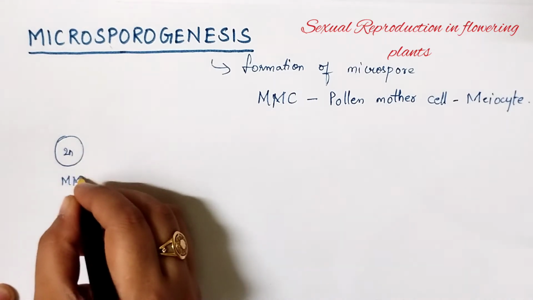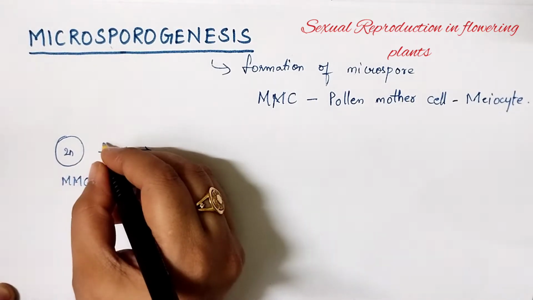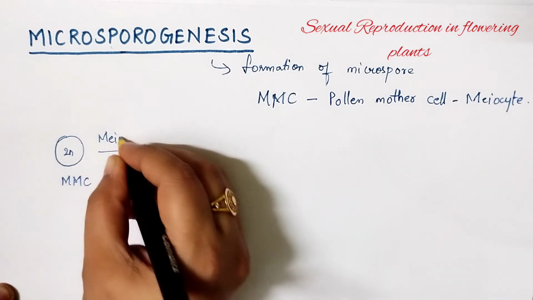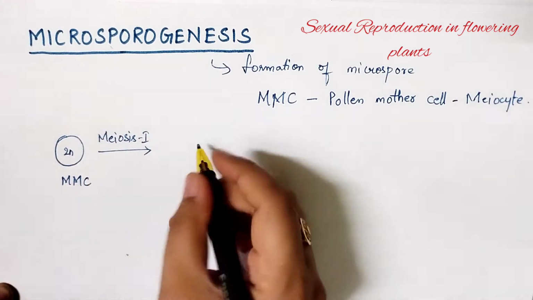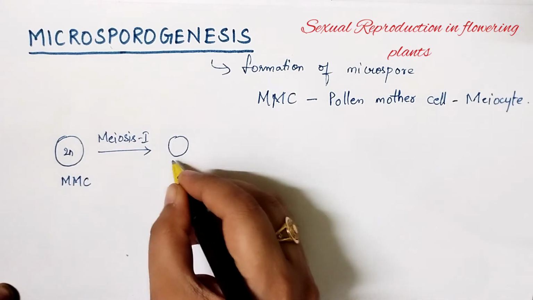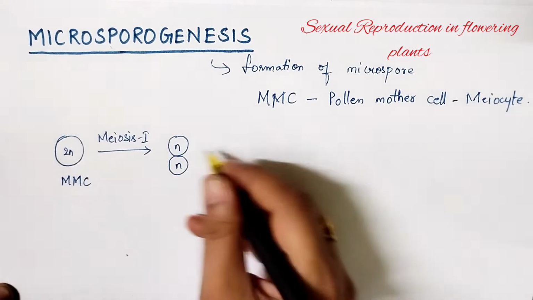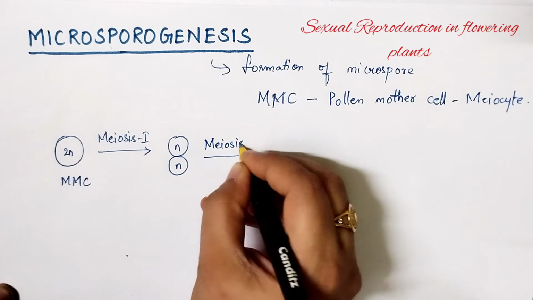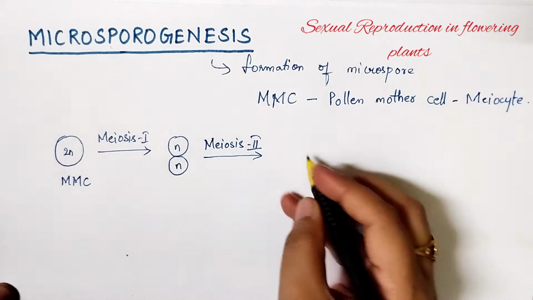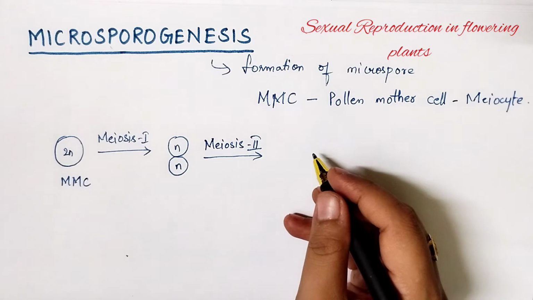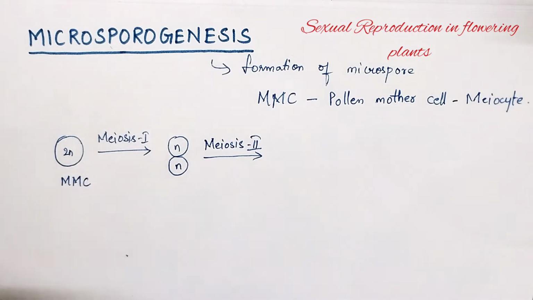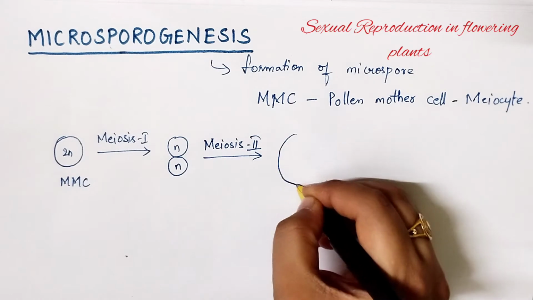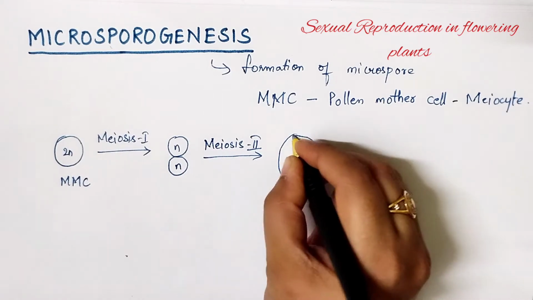This microspore mother cell undergoes the first reduction division, meiosis 1, and forms two haploid cells. Again it will undergo the second reduction division, meiosis 2. Then it forms microspores which are tetrahedral in structure. All the microspores will be arranged in a cluster of 4 cells, like here, a cluster of 4 cells.